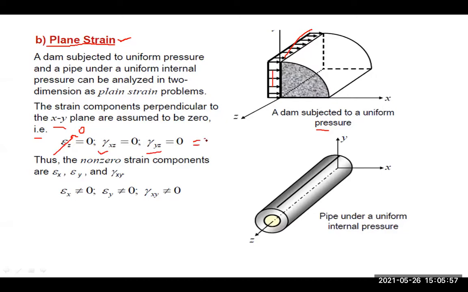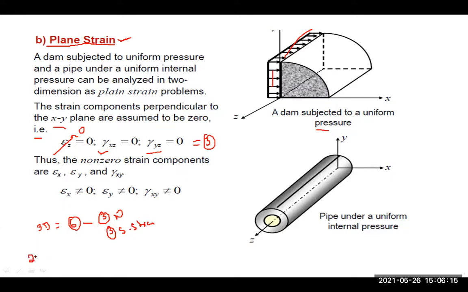These 3 become 0. Now I know that in a three-dimensional member there are 6 independent strains. Of the 6, 3 are normal and 3 are shear strains.